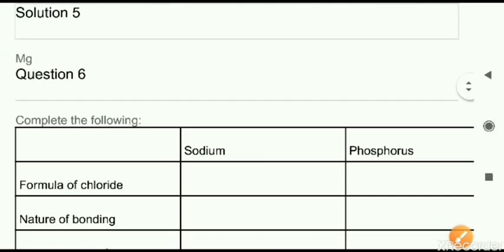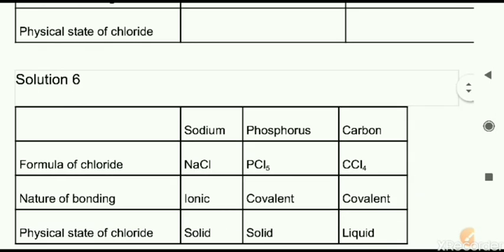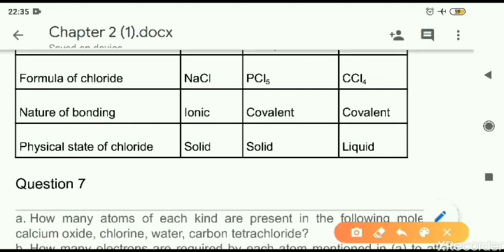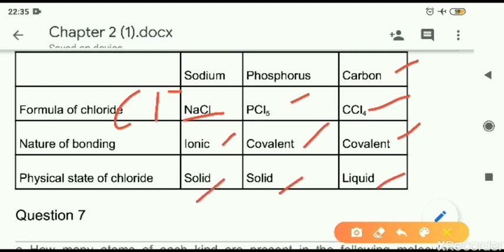Next, now question number 6. You have to complete this given table. According to the table, you have to write the answers. So the answers have been mentioned. Sodium and its formula with chloride. So sodium, if it reacts with chloride ion, Cl minus ion, it will form NaCl. Phosphorus reacts with this, it will form PCl5, because phosphorus valency you will take note. Next one, carbon having valency 4, so it will form CCl4. Nature of bonding, NaCl is ionic, phosphorus is covalent, and CCl4 is also covalent. In the physical state, you can see here all are given.